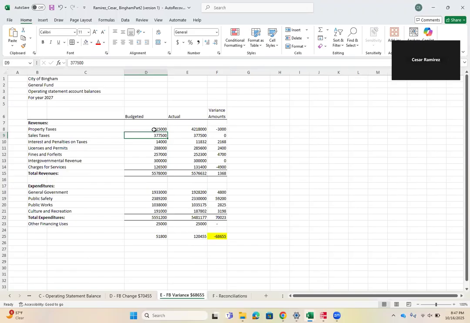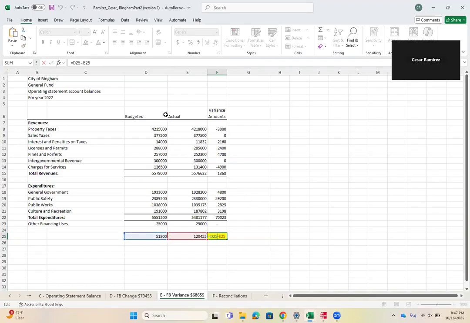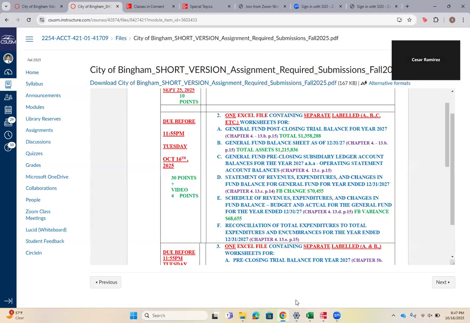And then for this, I did budgeted revenues minus budgeted expenditures plus the other financing uses. And then the same thing for the actual side, where it was revenues minus expenditures plus the actual uses. And then to get this variance, if it loads, we did the budgeted minus the actual, and it gave us this, 68655, ties out, same amount.